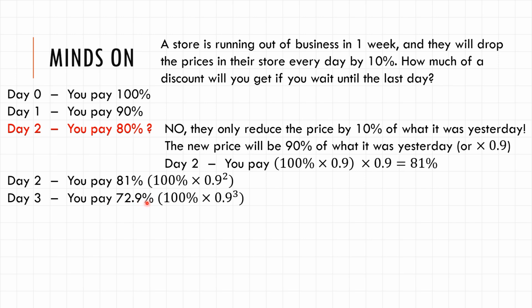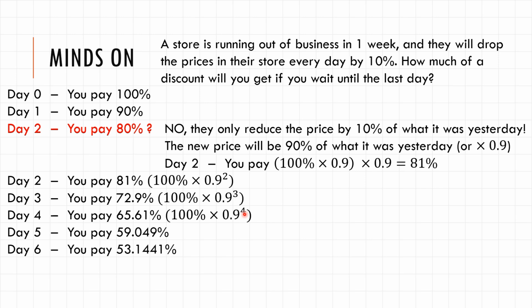And notice it doesn't drop to 70, but 72.9%. On day 4, we'll multiply by 90% again. On day 5, on day 6, and finally on day 7, the price has dropped. And I'm not saying it's not considerable, but instead of dropping by 70% all the way down to 30%, the prices have only dropped to 47.8% of what they were. So about 52.2% of a discount. Still really good, but maybe not as much as you thought when you decided to wait all 7 days.